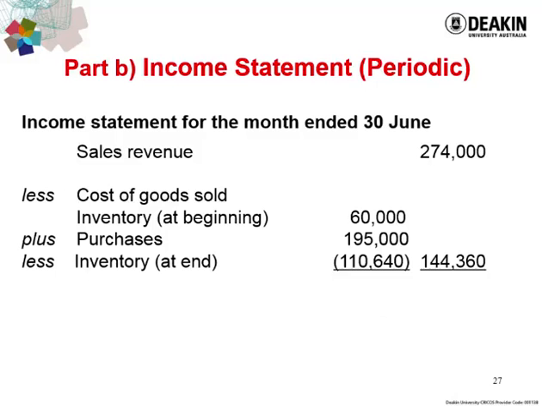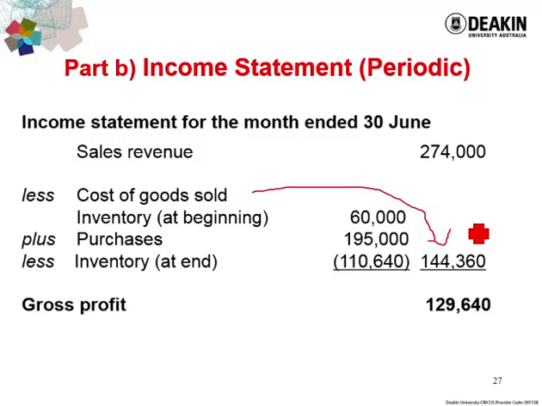This gives us the cost of goods sold 144,360. And sales revenue minus cost of goods sold, that will give us the difference 129,640 as gross profit.